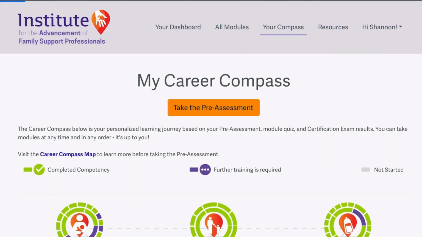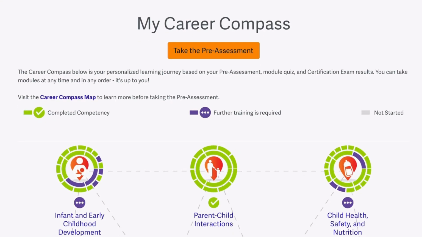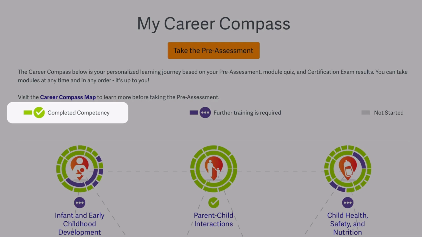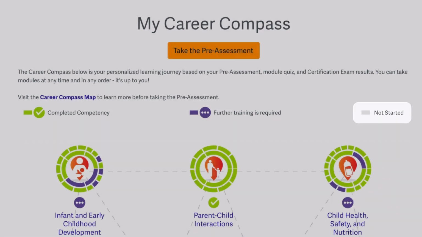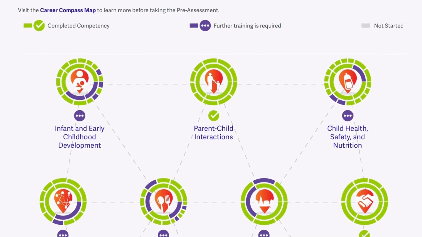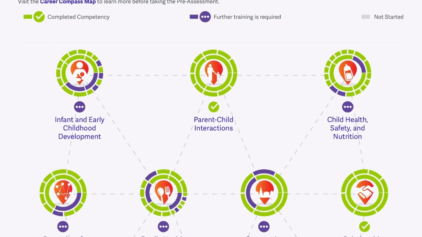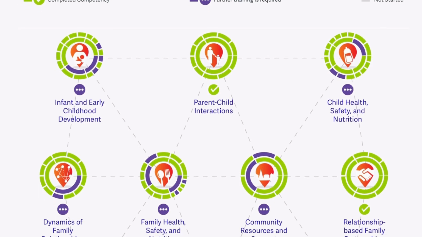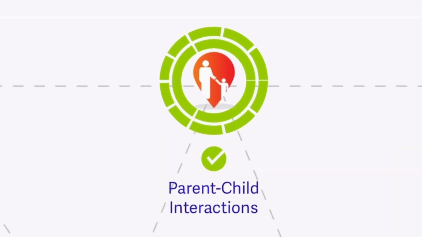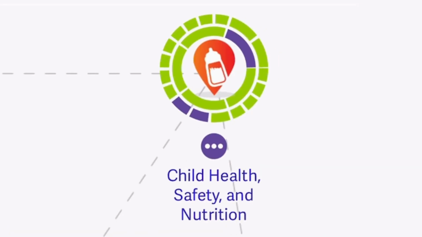The Career Compass includes all of the domains laid out in the National Core Competencies document. In each of the domain circles, you will see 3 colors. Green represents competencies that have been completed. Purple represents competencies that require further training, and gray represents competencies that have not been started. Pre-assessment results will show where an FSP has prior knowledge and where they need further training. Once they have completed all of the required competencies for a specific domain, the circle will appear entirely green, with a check mark underneath it. Incomplete competencies will have a purple ellipses icon underneath it.